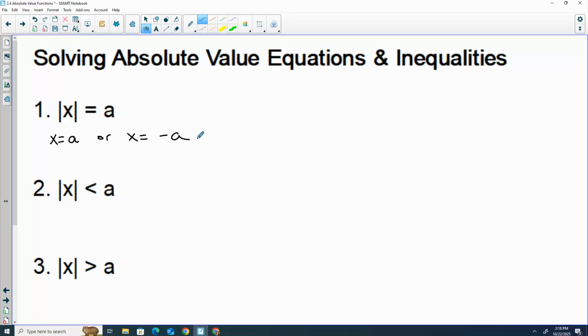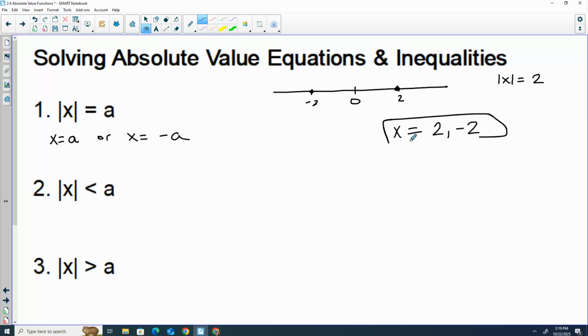opposite of a. Right? If you think about what that means, absolute value tells you how far something is from 0. So if I say the absolute value of x equals 2, that means it could be 2 units away from 0. So it could be 2 or it could be -2. So we get those two separate answers. Okay. So if it's an equation, you're just getting two answers, x equals those numbers.